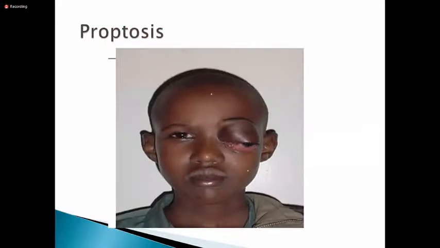So of course, when you discuss the orbit, the most important thing that comes to mind is proptosis, because any small swelling in the orbit will cause the eyeball to be displaced, and the forward displacement of the eyeball is called proptosis. There are some people who call it exophthalmos, which is basically the same thing, but in ophthalmology, we like the term proptosis. So as we discuss the orbit, most of the time we'll be talking about proptosis.